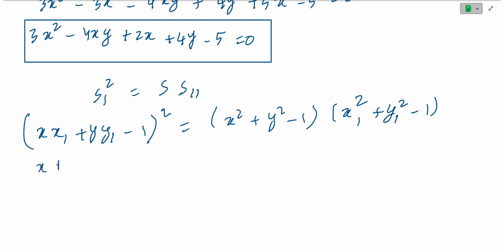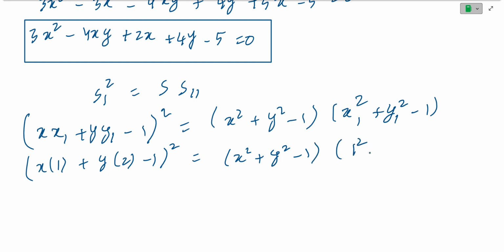So x into 1 plus y into the y1 value, that is 2, minus 1 whole square is equal to x square plus y square minus 1, into 1 square plus 2 square minus 1. Plus 1 square value is 1, minus 1 gets cancelled, so 4 will be left here. So 4 will be multiplied to the entire expression on the right hand side.